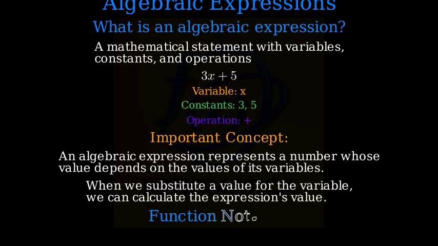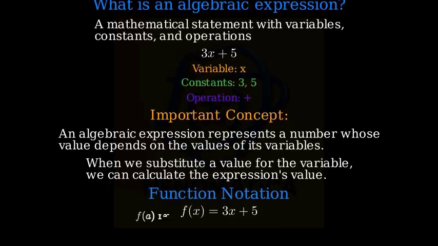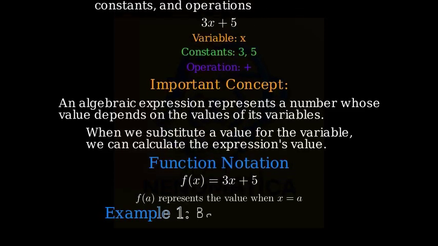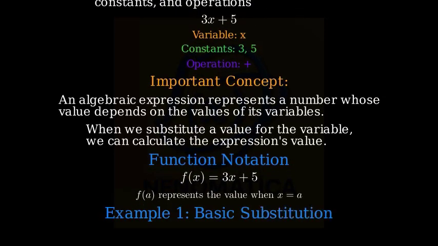We often use function notation to represent algebraic expressions. If we denote our expression as f of x, then f of a represents the value of the expression when x equals a. Let's work through an example to see how this works in practice.